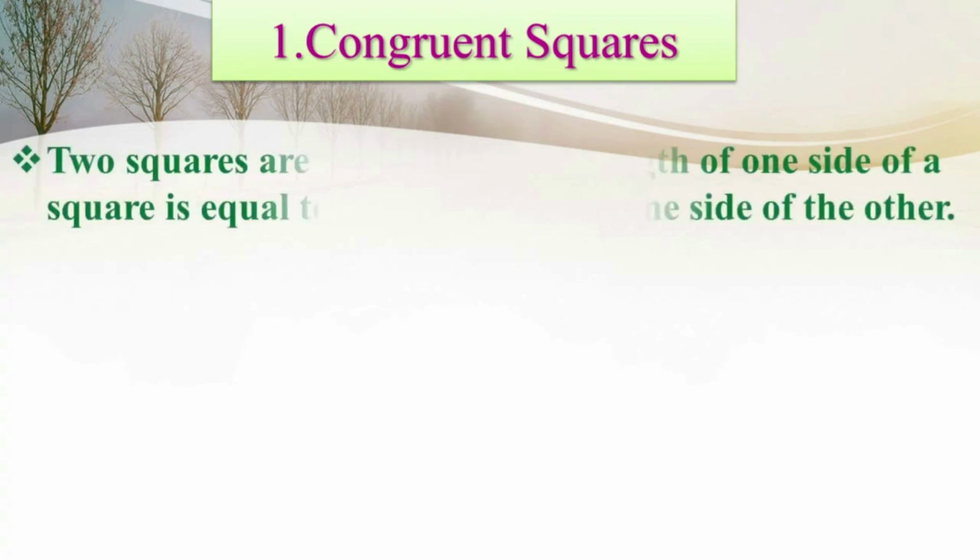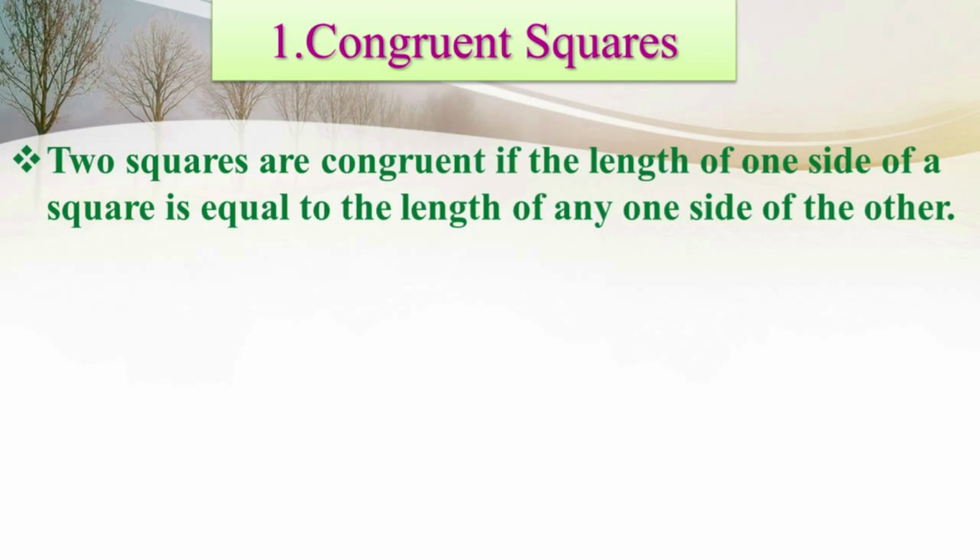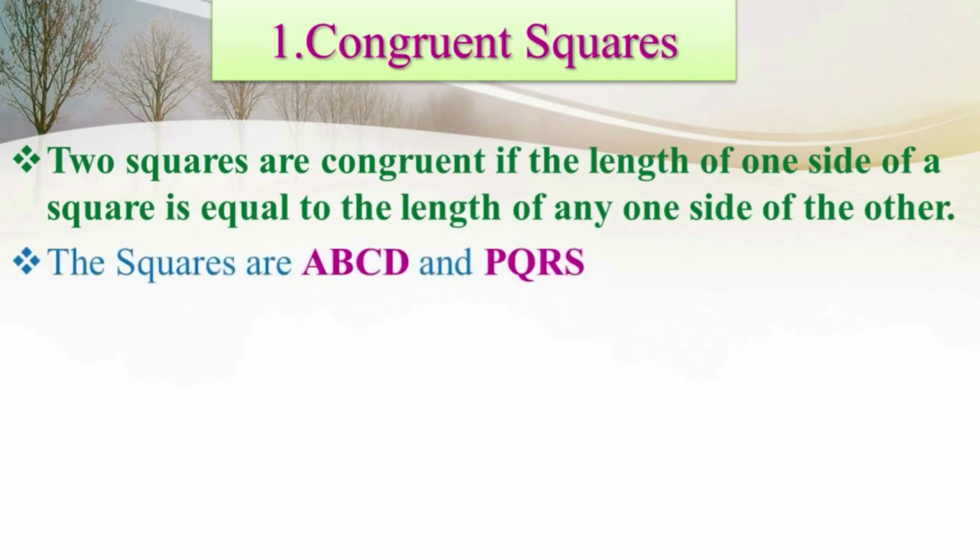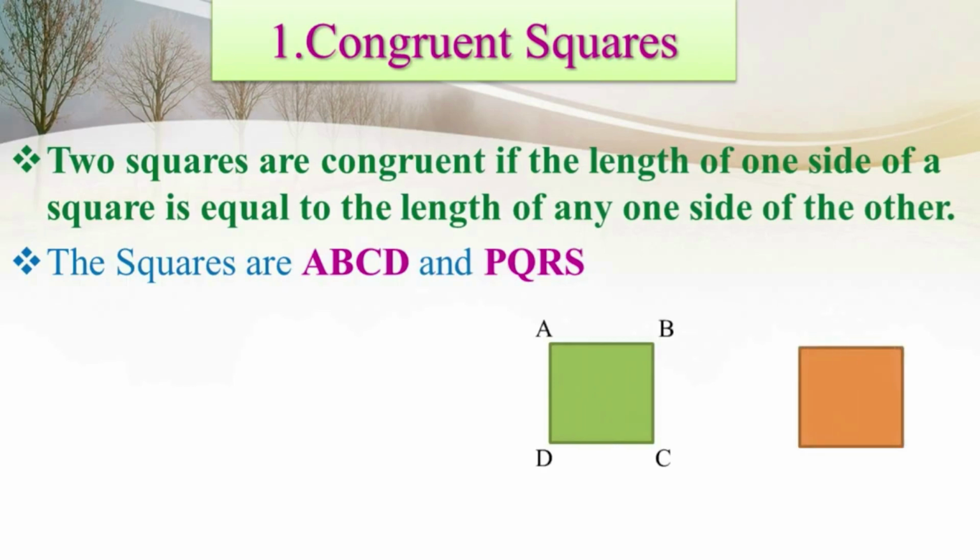First one, concurrent squares. Here the square is one of the types of quadrilateral. Two squares are concurrent if the length of one side of a square is equal to the length of any one side of the other. Let the squares be ABCD and PQRS.